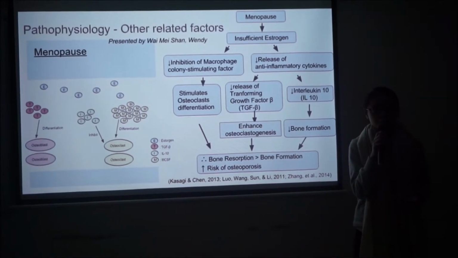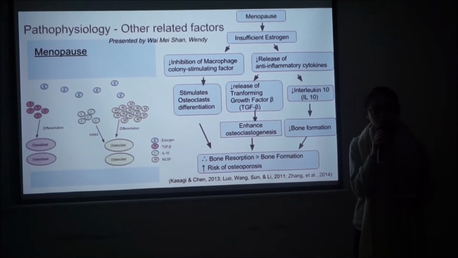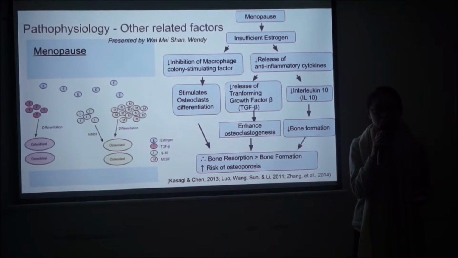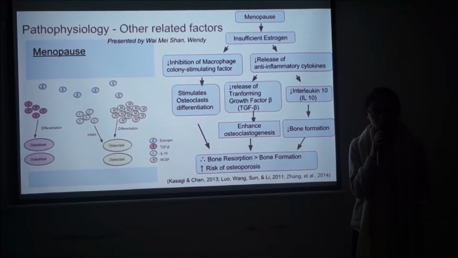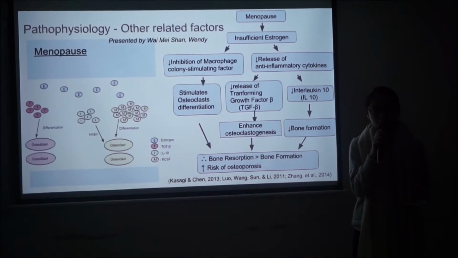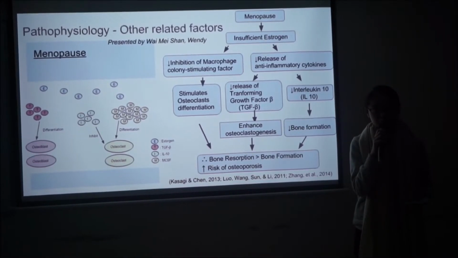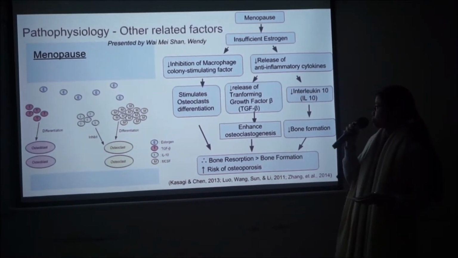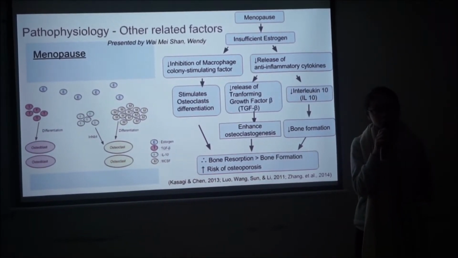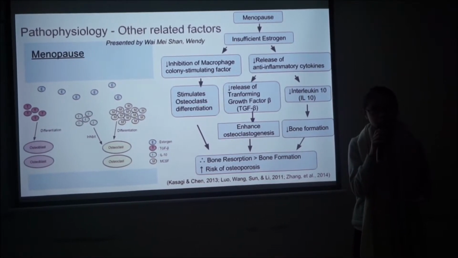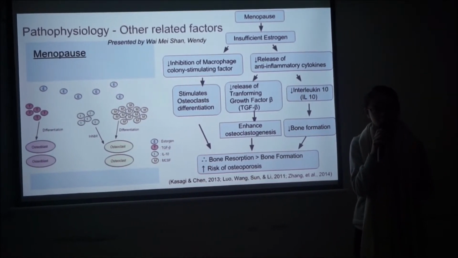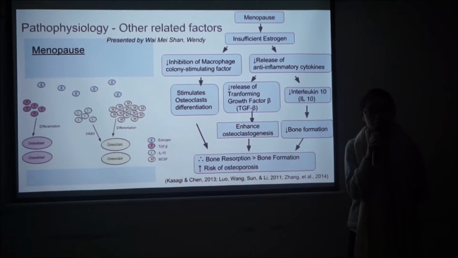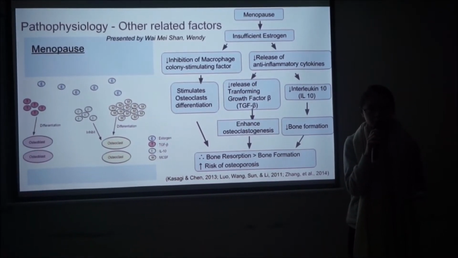Due to inadequate estrogen level, the secretion of anti-inflammatory cytokines decreases and colony-stimulating factor activities are promoted, which enhance bone resorption more than bone formation. It increases the loss of bone mass and enhances the risk of osteoporosis. Let's pass the time to Sally to talk about the signs and symptoms.